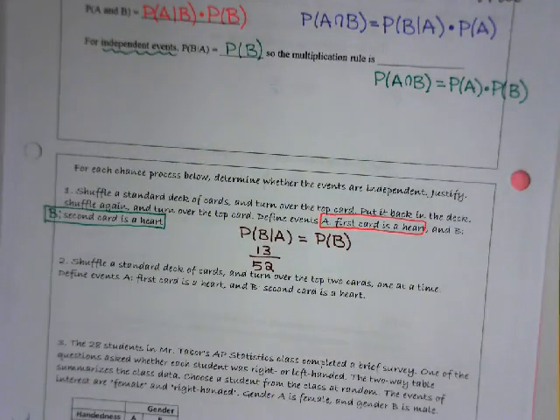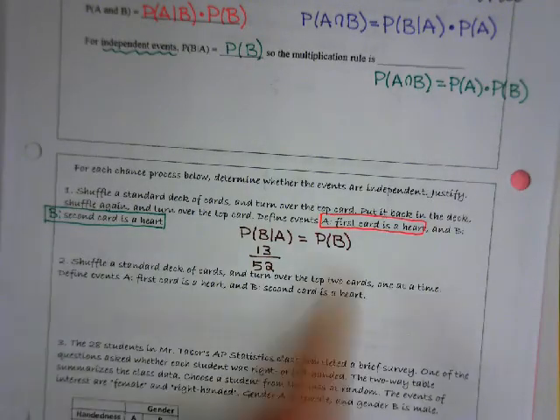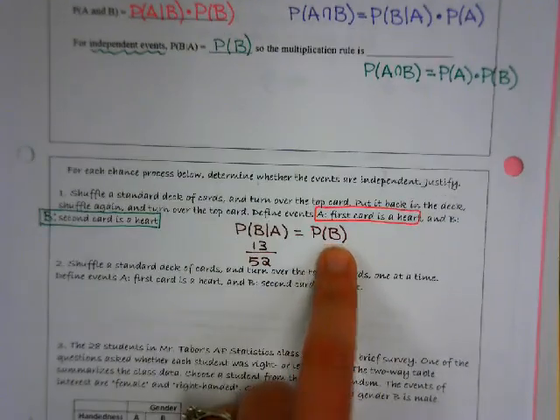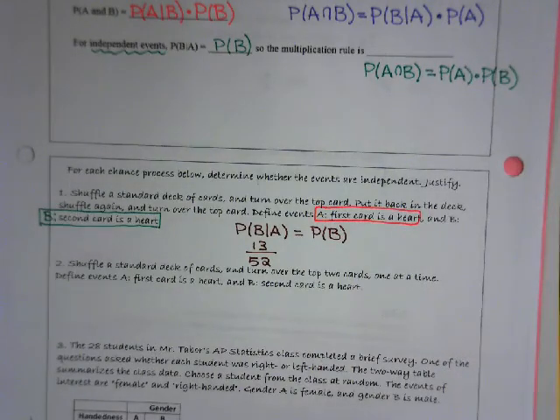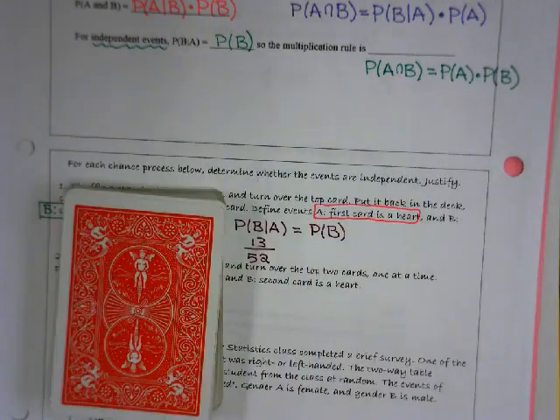Everybody good with how we got that probability? All right. Now, probability B happens given that A happened. So I shuffle my deck. I turn over the top card. Not a heart. A has not happened. I'm going to put it back. I shuffle. What's the probability I get a heart? 13 out of 52.